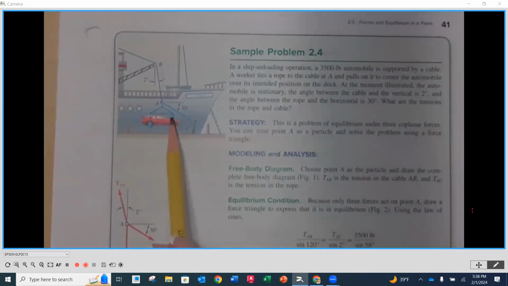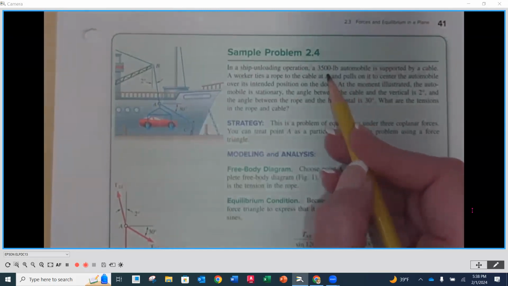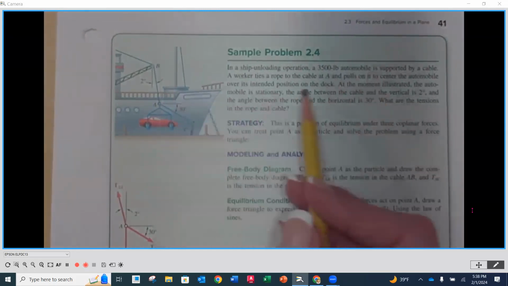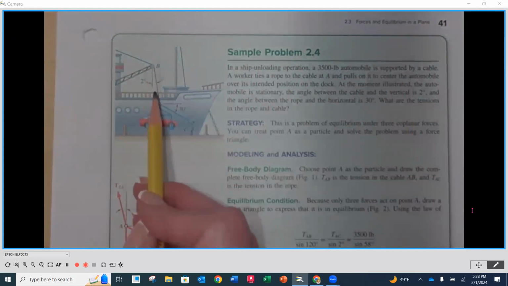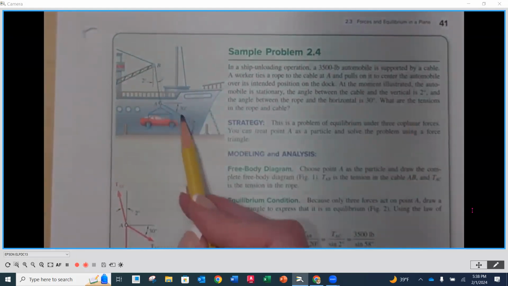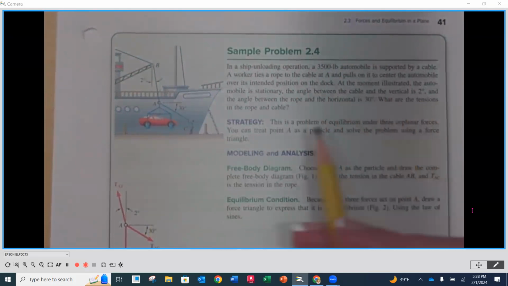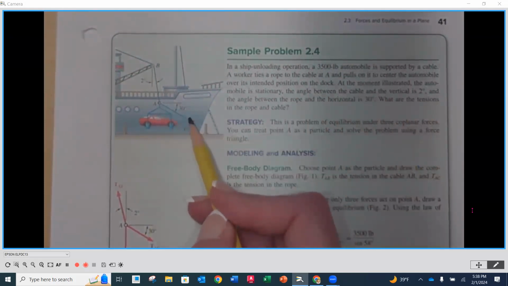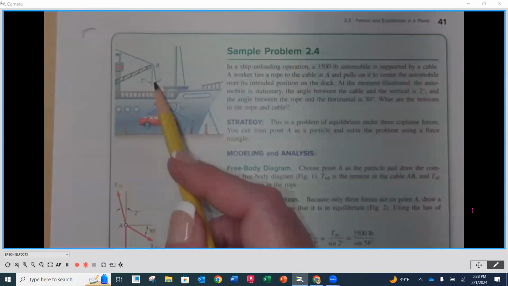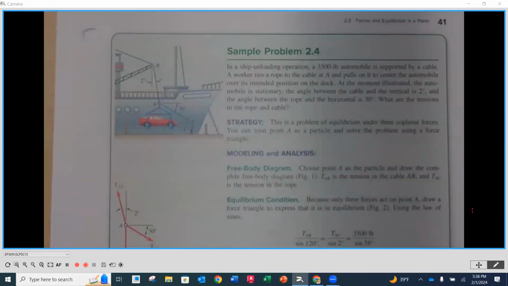We have a ship unloading operation, and it's got a car that it's lifting or unloading, and the car is 3,500 pounds. It's being supported by a cable going up right here from the ship. Then there's a worker who has a rope, and the worker is pulling that car over. What they want us to determine is the tension in the rope that the person is holding onto, and also what force the cable has to support. So we need to draw a free body diagram.